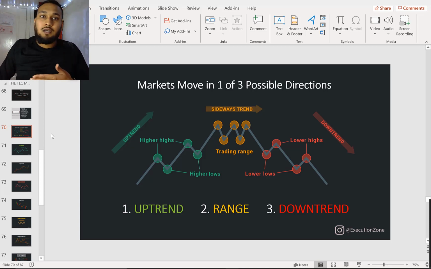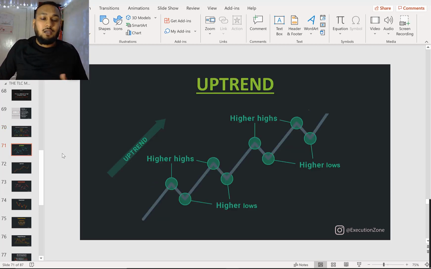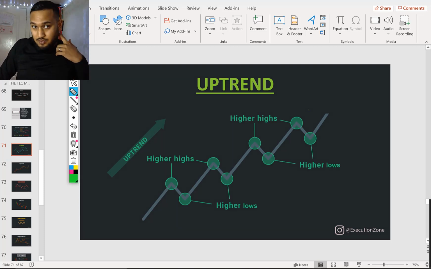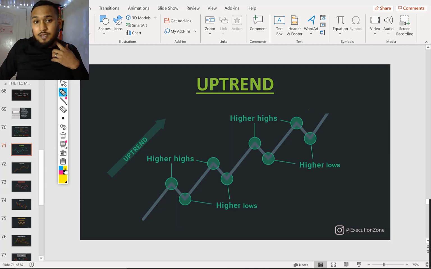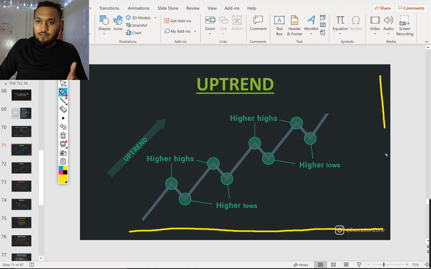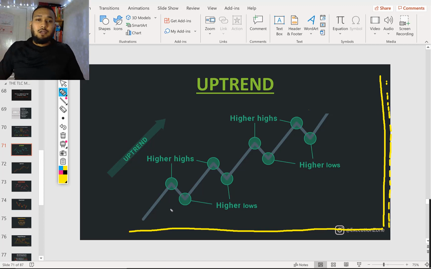Let's get into understanding the lingo behind an uptrend, and more about what an uptrend is. Here we have an uptrend. If I grab my pen tool here, we can see that this would be time, and here we would have price. These are all your different price levels along the right-hand side.